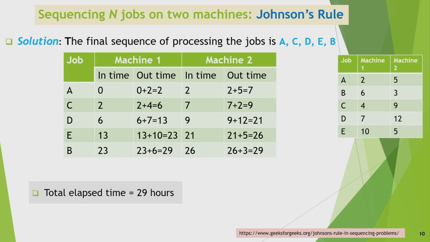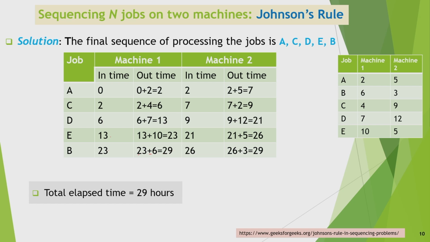Now, the final sequencing of processing of the jobs is A, C, D, E, B. So, we say A, C, D, E, B. So, in time is 0, in machine 2 out time is 0 plus 2, 2, then this is 2, then 2 plus 4 is 6, 6 plus 7 is 13, 13 plus 10 is 23, 23 plus 6 is 29.